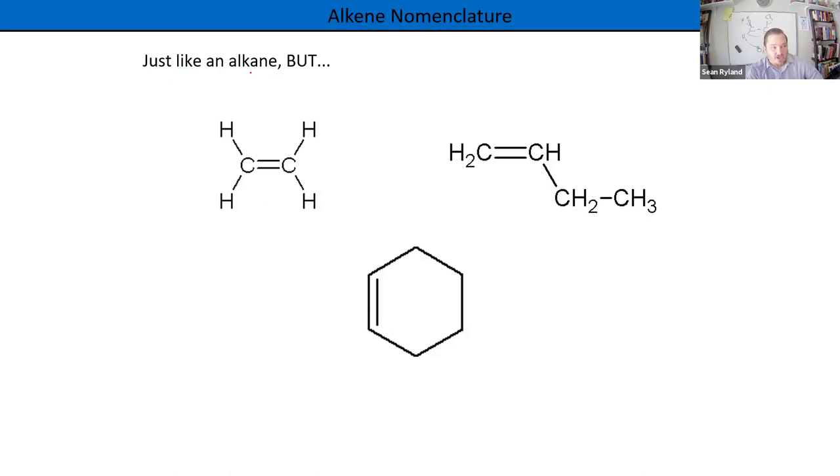Our rules don't change that much, but if it's an alkene instead of an alkane, instead of ending in ane, we end it in ene. So instead of ethane, eth still means two carbons on our longest carbon chain, but instead of ethane, this is ethene. Instead of cyclohexane, this is cyclohexene.